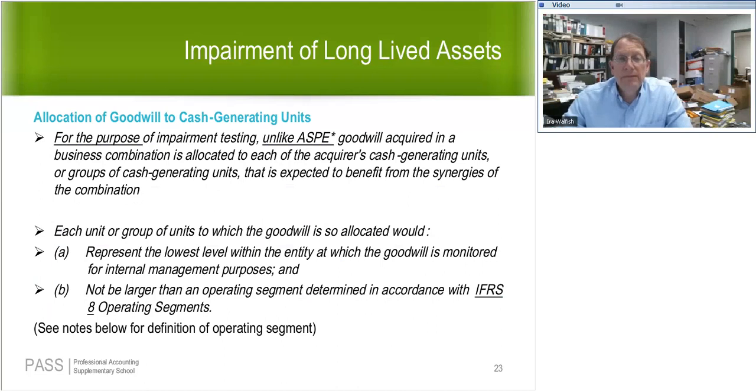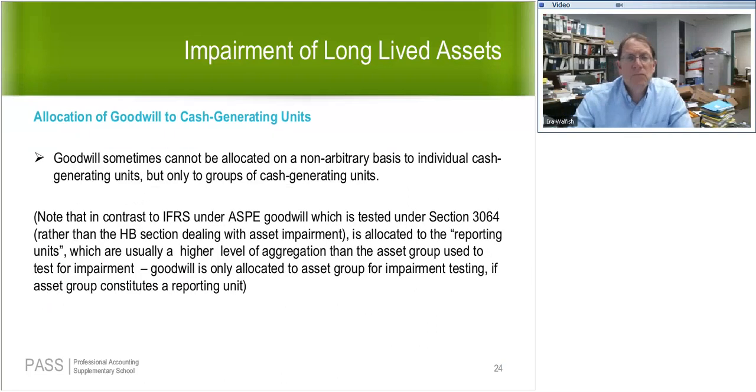All right. Goodwill is kind of the same thing. Okay, again, not such a big deal, but you're allocating the goodwill. So the allocation is to the lowest level within the entity. Okay, fine. Not the large operating segment. I don't think that's an important thing in this section.